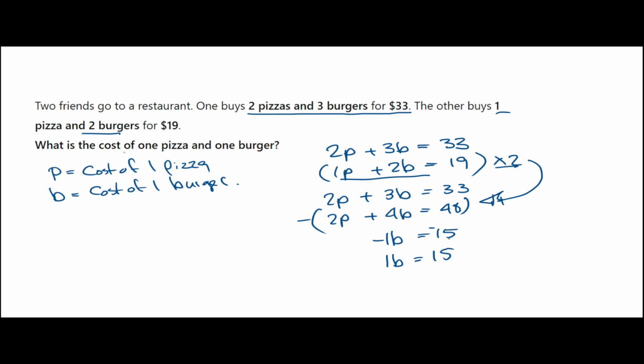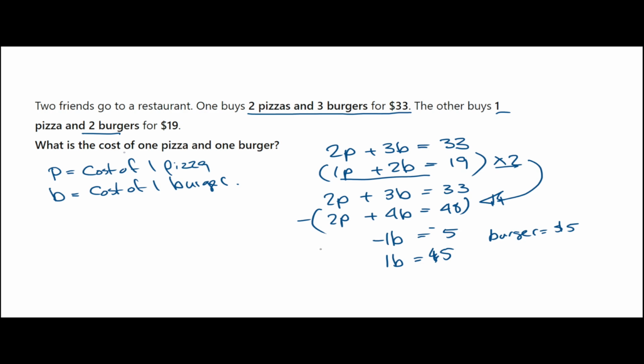Wow. No, that can't be right. 15 divided by 3 is $5. That would be a really amazing burger. So 1 burger is $5.